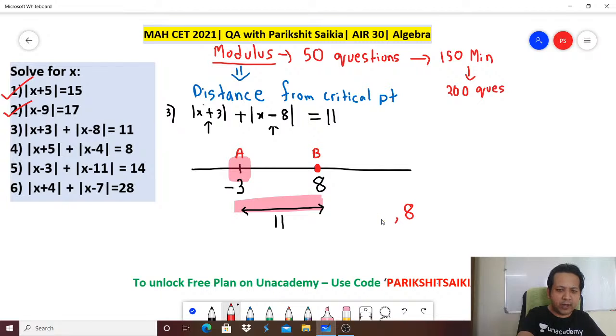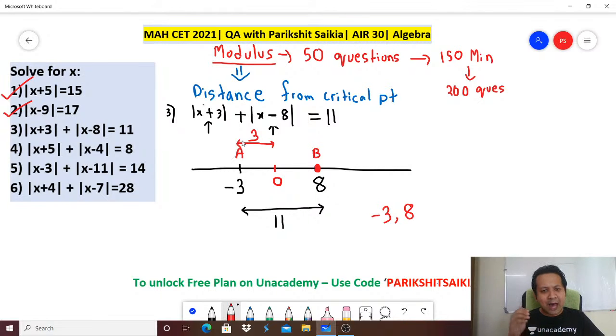Can you look at the other points? Take any point. Let's say I take a point out here, some point, let's say 0. The 2 human beings need to travel to the point 0. So how much distance does A cover? Minus 3 to plus 0. How much distance? 3. Similarly, how much distance does B cover? From B's house to 0, B will be covering 8 units. So total is again 3 plus 8, 11.